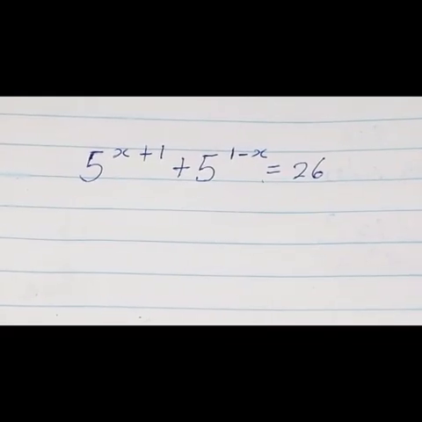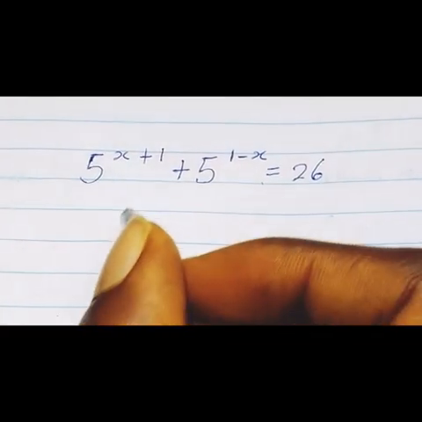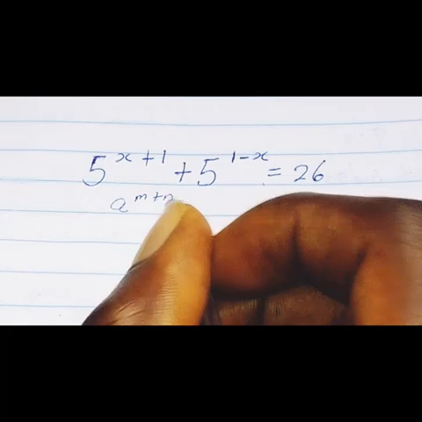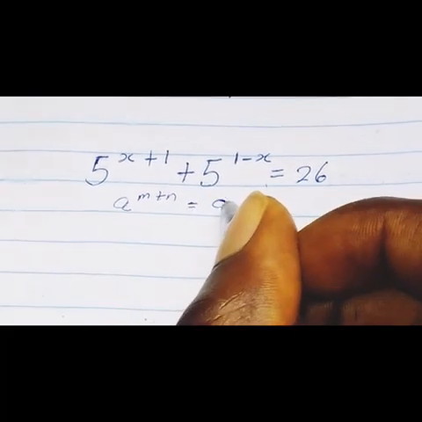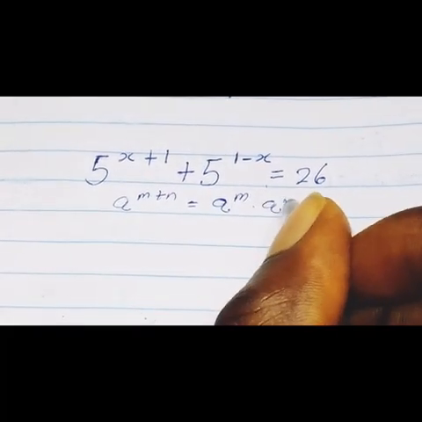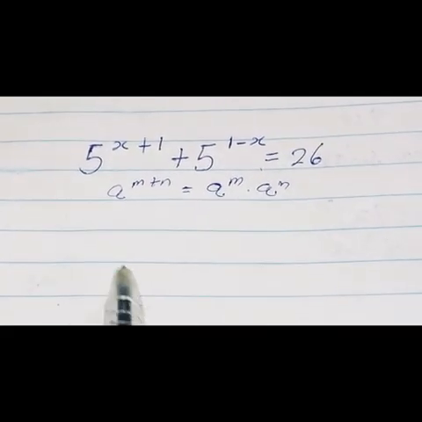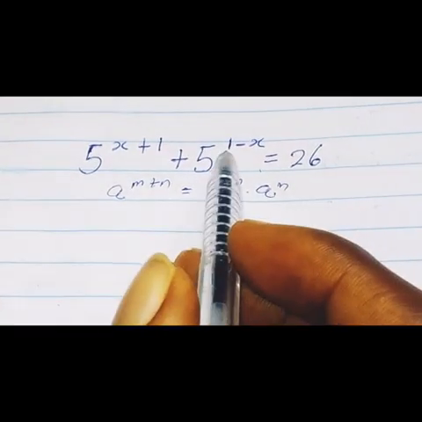Okay, now let's solve this simple question here. Now look at this. We continue to follow the indices rule. When we have a to power m plus n, this can be written as what? A to power m times a to power n. Now this is very important in anything you are solving, and we apply it to this part here.